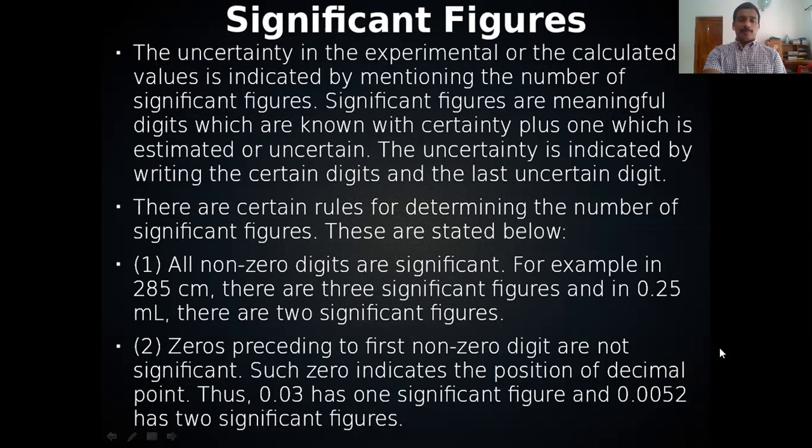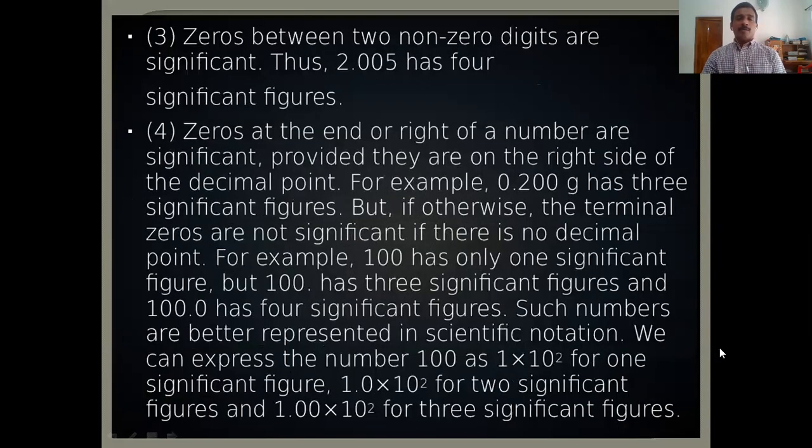Now the next rule. Zeros between two non-zero digits are significant. 2.005, it has 4 significant figures. These 2 zeros are in between two non-zero digits, therefore they are significant. So total 1, 2, 3, 4.